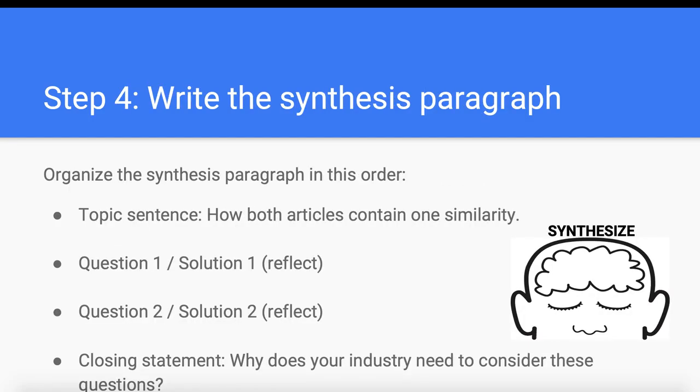After you write all that down, here's the organization. So think of topic sentence, how both articles contain one similarity, then you do question 1, solution 1, reflection, right? So this is the part where you're synthesizing. You're showing me your synthesis process and answers. Then question 2, solution 2. Finally, the closing statement, why does your industry need to consider these questions? So again, you want to speak to your audience, who's your industry. Why are these questions important for them to consider?